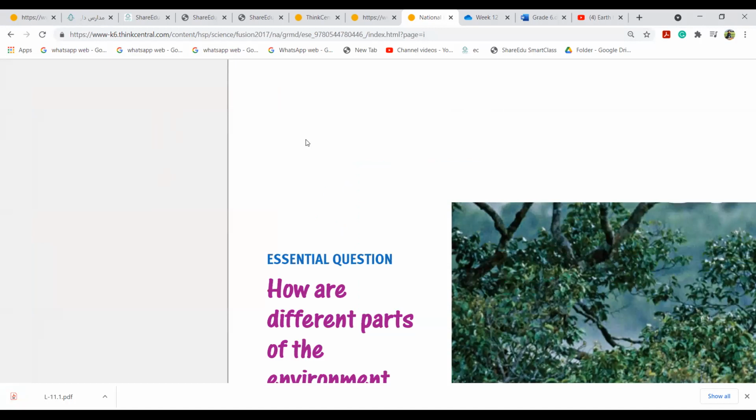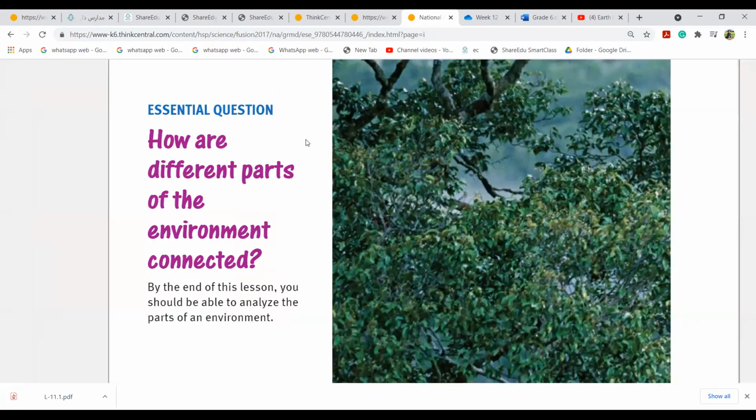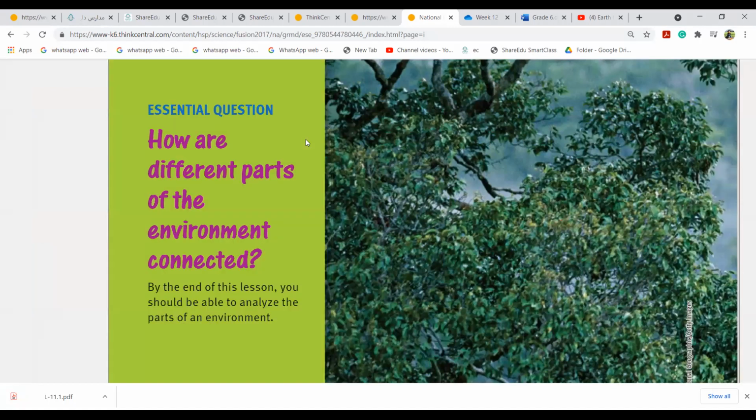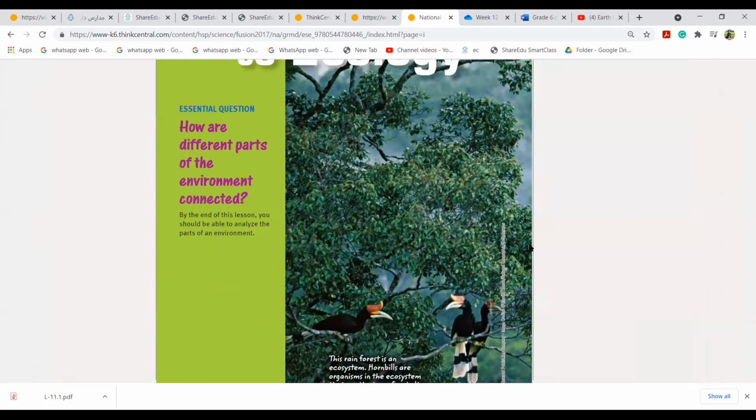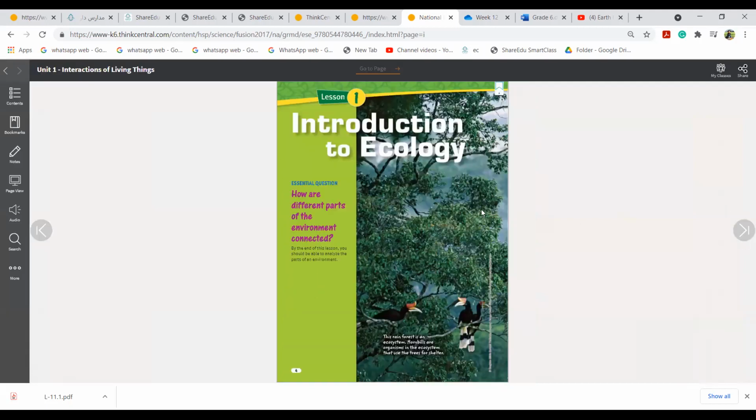The question here is, please read it out. How are different parts of the environment connected? Okay. So we will learn by the end of the lesson how they are connected to each other.